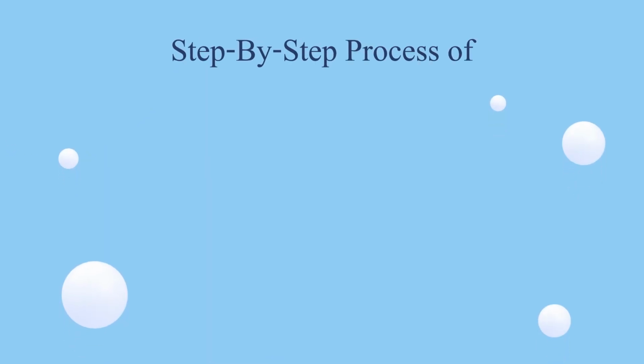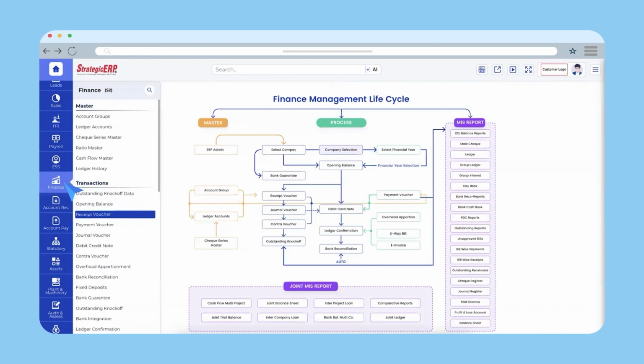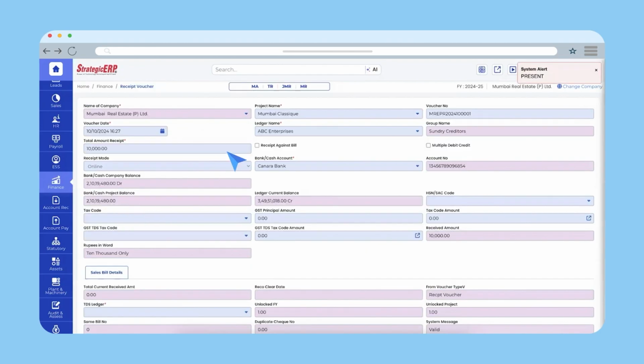Let us understand the step-by-step process of creating receipts or receipt vouchers in StrategicERP. In the receipt voucher form, under the Finance module, select the project name and voucher date for the receipt entry. The company name will auto-populate based on your selection.